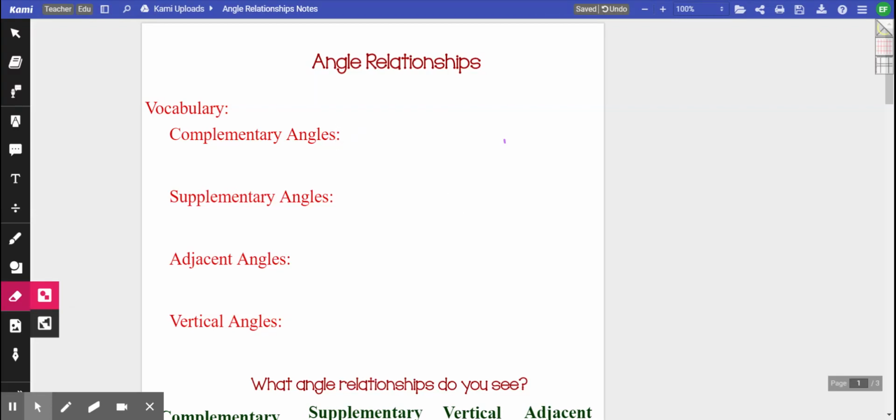Hello again, everyone. Today we're going to be talking about some special angle relationships. We'll go through the vocabulary first, decide what those definitions are. We'll look at identifying those relationships from diagrams, and then finally we'll go ahead and use those relationships to solve some algebraic equations. So let's look at our vocab first.